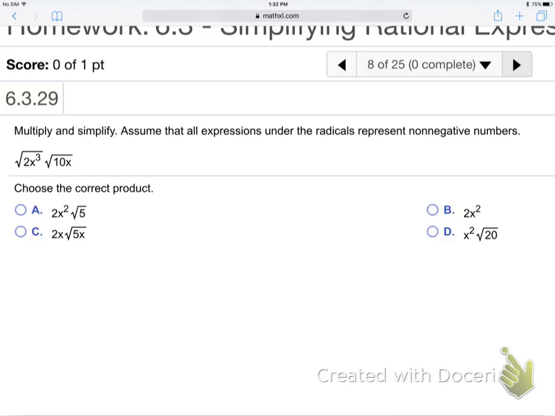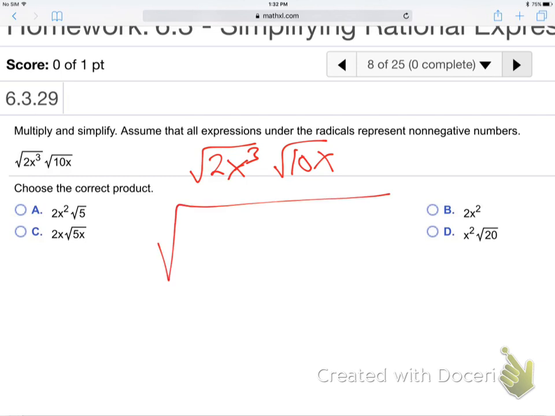Okay, so the square root of 2x cubed, square root of 10x. What should we do there? Well, just put them all in 1 big root. Let me give you a second to work on it. What's in the hook on this one? 2. Understood. Invisible 2. It's the only invisible 2 I know of in math. So there's nothing in the hook.